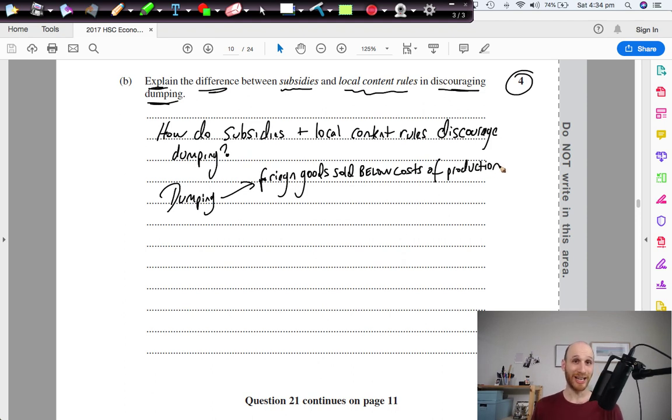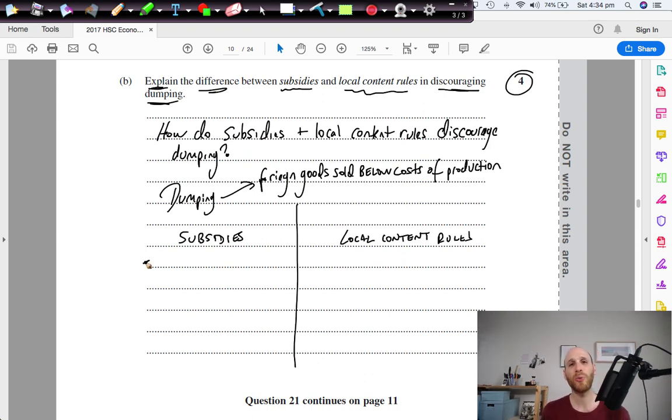I'm just reminding us, you don't necessarily have to include that point, but just remember, dumping is when foreign goods are sold below cost of production on overseas markets. So now let's look at how subsidies and then local content rules try and discourage this activity.